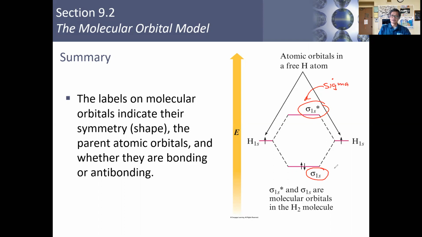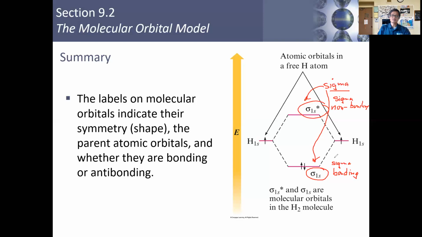So remember, this is the bonding, and this represents the antibonding orbitals. Okay, so that's what we have here. We refer to these as sigma molecular orbitals. So both of these are sigma. So we refer to this as sigma antibonding, and this is the sigma bonding.